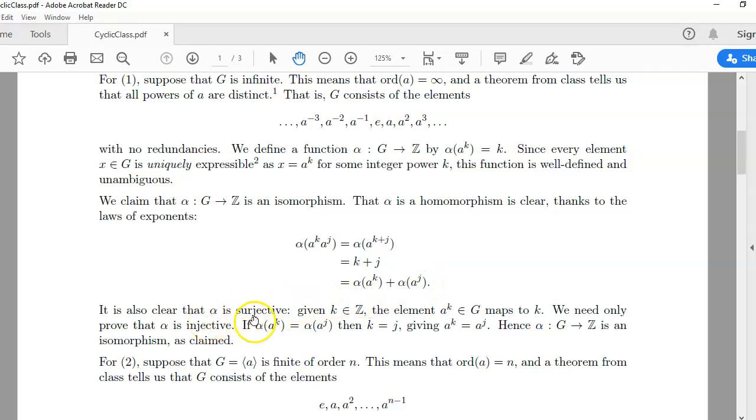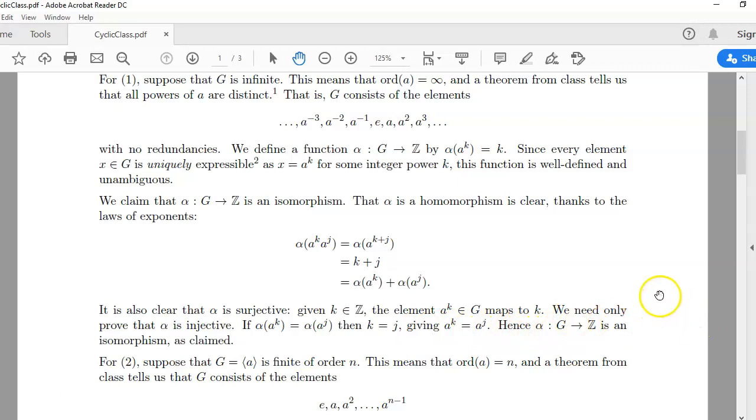That alpha is onto is obvious. If you give me anybody in the integers, then a to the k will hit it. And injectivity is clear. If alpha of a to the k is alpha of a to the j, that says that the exponents are equal. But if k is j, then a to the k is equal to a to the j. And so the inputs had to be equal. And so there you go. Alpha from G to Z is an isomorphism.